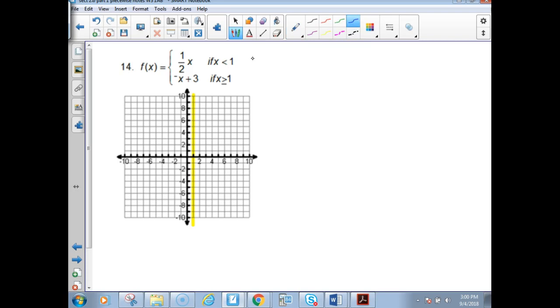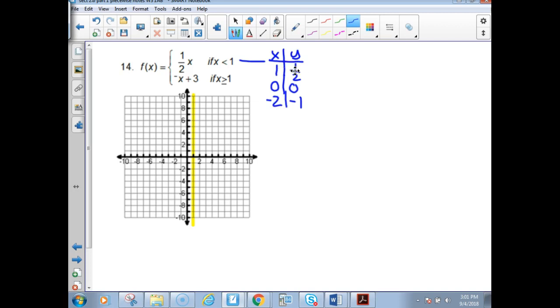I'm going to do the first one and make a little t-chart. I'm thinking about values of x that are less than 1, but first, very first step, put the 1 in. 1 half times 1 is 1 half. Ew. I'm going to leave it alone for a minute. I'm going to put in some other stuff. For less than 1, 0 would work. That would give me a 0. I'm going to put in negative 2 because I got to take half of it. Half of negative 2 would be negative 1. So these are points on this line.